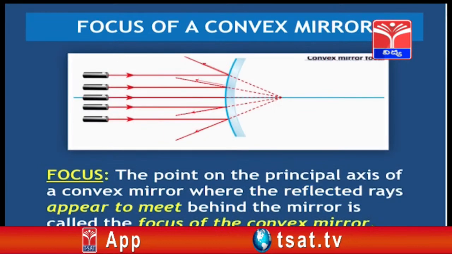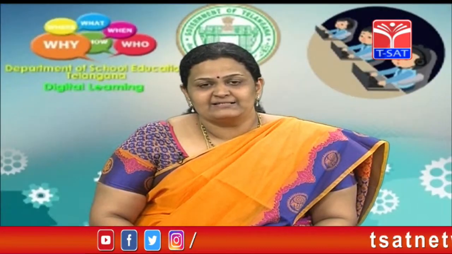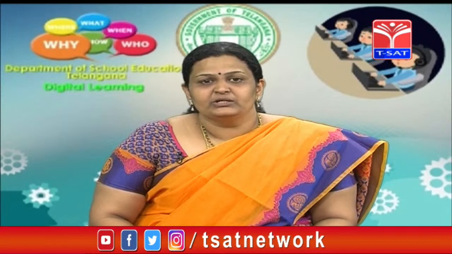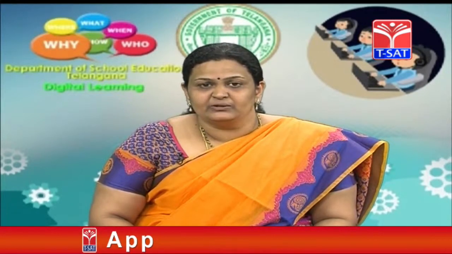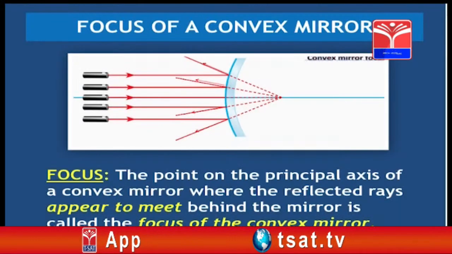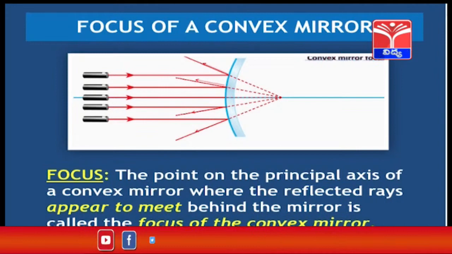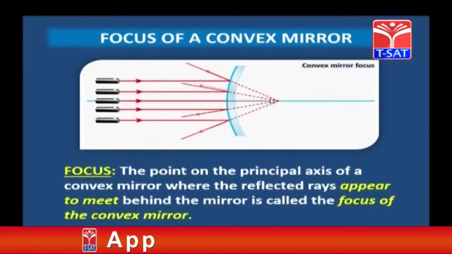Focus of a convex mirror. Light rays coming from infinity are parallel to the principal axis. After reflection, they are diverging from each other. So, when we observe, it appears as if the light rays are coming from a point behind the mirror. So, this is called the focus of the convex mirror. This point is called what, children? The focus of the convex mirror.